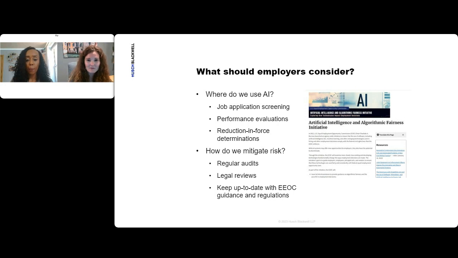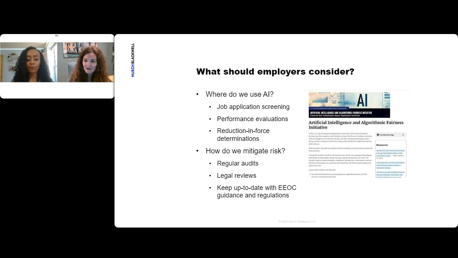And then how can we mitigate any potential risk of using artificial intelligence? That can look like regular audits where you're reviewing the software programming, making sure there's no implicit or explicit bias in it, conducting regular legal reviews, and keeping up to date with this changing EEOC guidance and regulation. And we are here to help you do that.